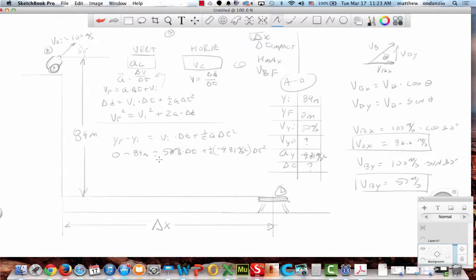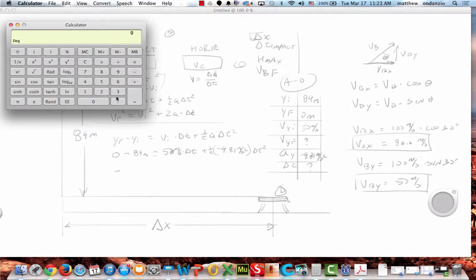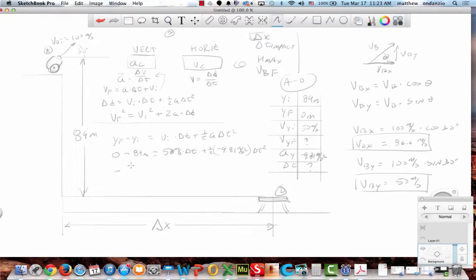So how do I set this up in the basic quadratic format? Equals 0. So it's negative, I can't do the math in my head, 9.81 divided by 2 is 4.9. So let's say 4.9 delta t squared, right? Plus 50 delta t plus 89. Correct? Okay. And now you can solve for that, right?